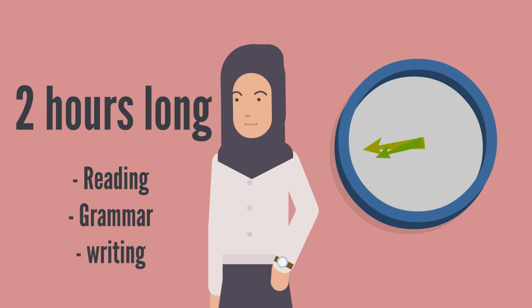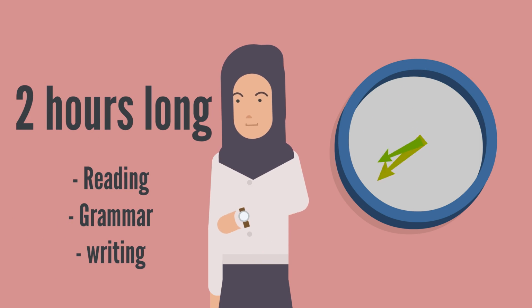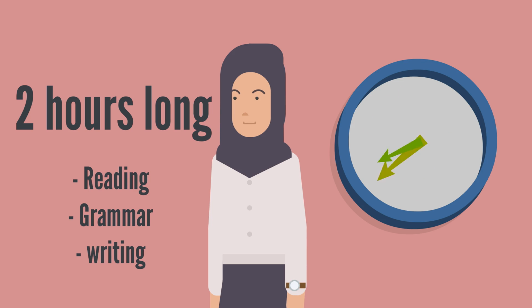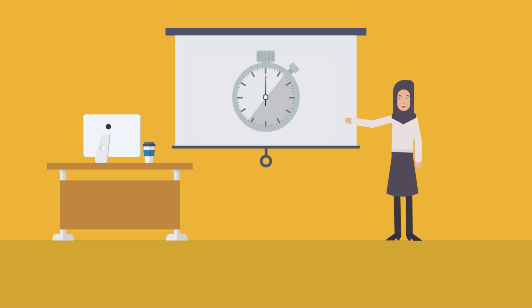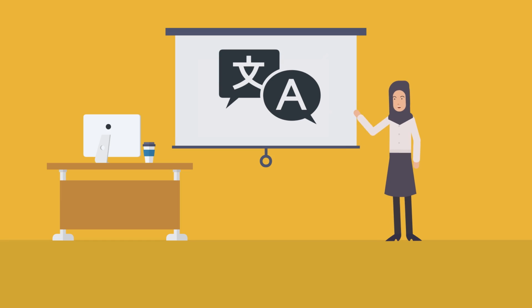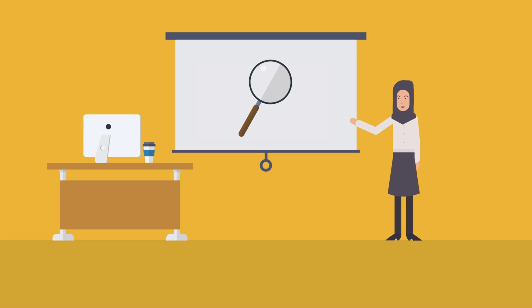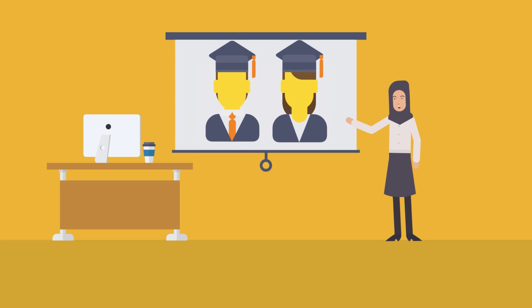In regards to the timing, the students have about 2 hours to finish the EmSAT exam, which includes reading, grammar, and writing. Looking at how much time students have to finish the exam, we can understand why the language is simple. The EmSAT exam is focusing on the quality of the students' answers. That's why they want the students to understand the questions.